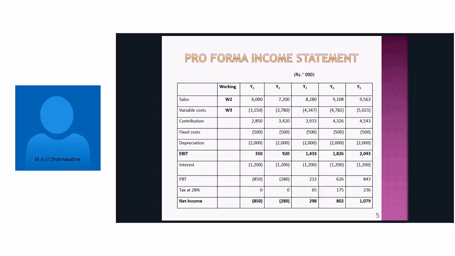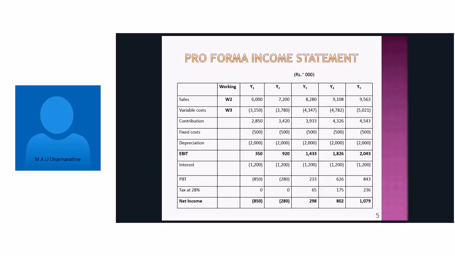Then the depreciation: the cost of the machine is 10 million rupees. We expect that cost to be depreciated on a straight line basis over 5 years, so 2 million per year depreciation. Then earnings before interest and tax would be 350,000. For the interest portion, we expect the 10 million bank loan to be taken at a 12% interest rate. Therefore, 1,200,000 would be the interest.